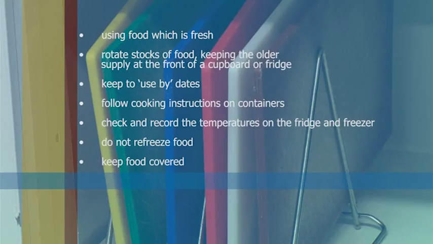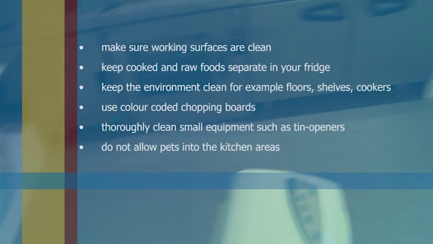Using food which is fresh. Rotate stocks of food, keeping the older supply at the front of the cupboard or fridge. Keep to use-by dates. Follow cooking instructions on containers. Check and record the temperatures on the fridge and freezer. Do not refreeze food. Keep food covered. Make sure working surfaces are clean.